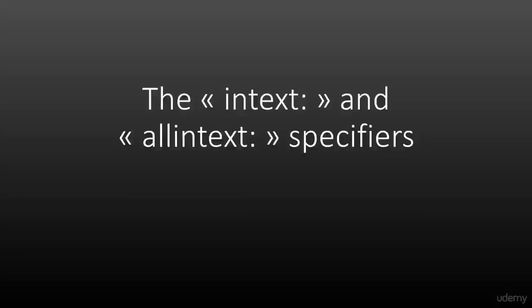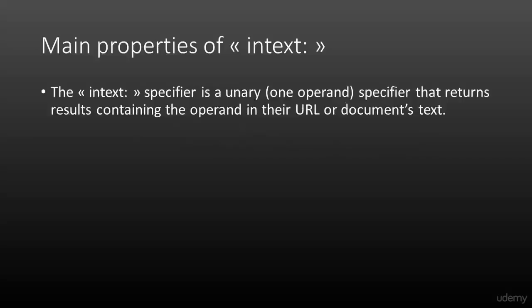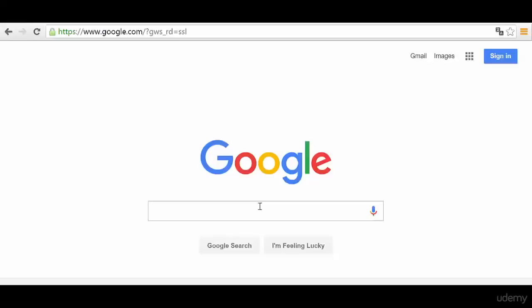Welcome to the section on the intext and allintext specifiers. The intext specifier is a unary specifier. It takes only one operand, and it returns results that contain the operand in their URL or document's text. The colon is mandatory, and there should be no blank space.